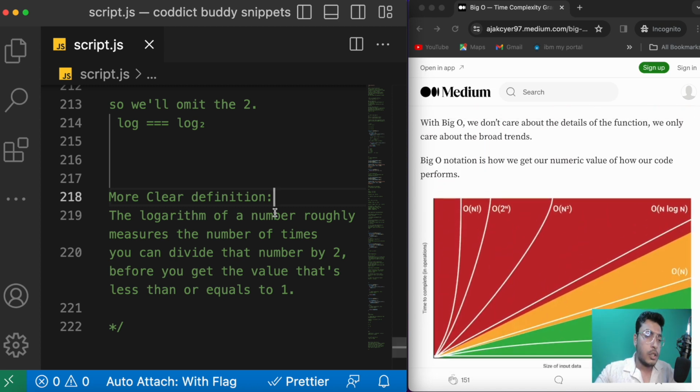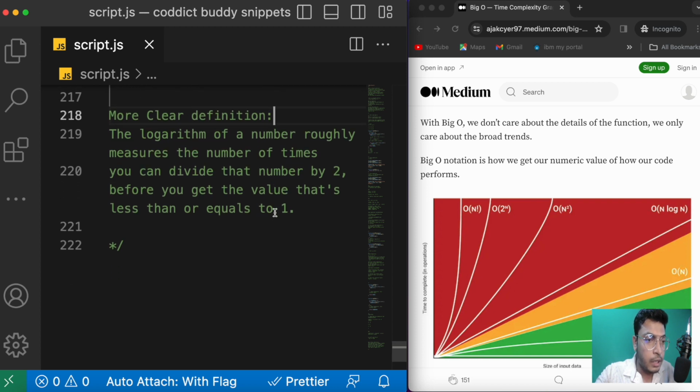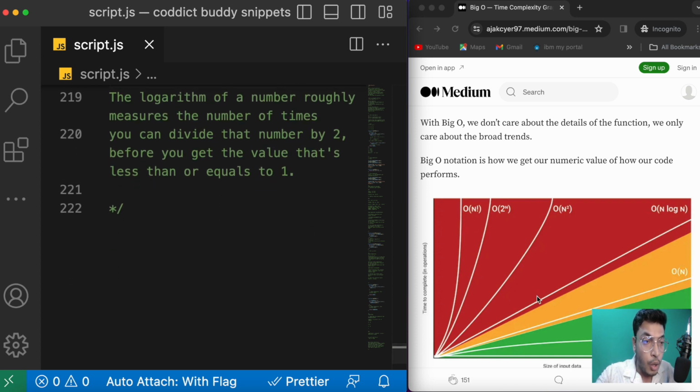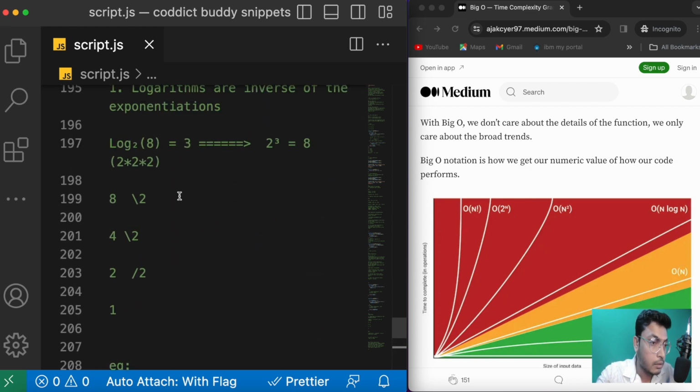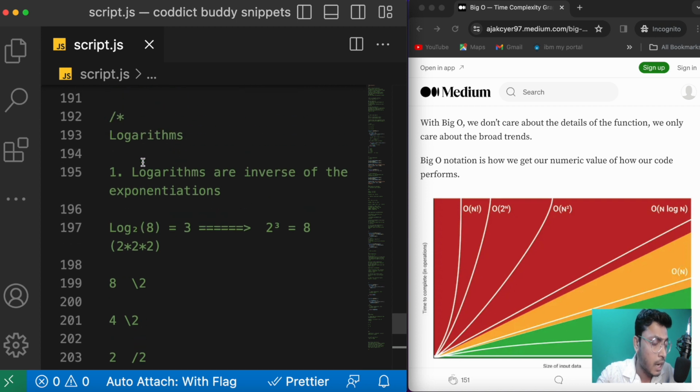Now, where will we encounter those log n big O expressions? We'll encounter them in some searching algorithms, and in some highly performant sorting algorithms as well. And sometimes we'll encounter those logarithmic big O expressions in recursion as well. That is why it is quite important for you to get at least a basic understanding of how logarithms work.